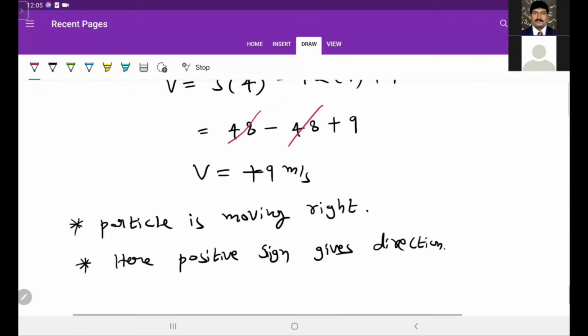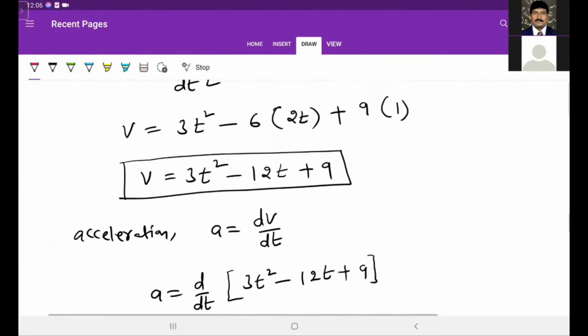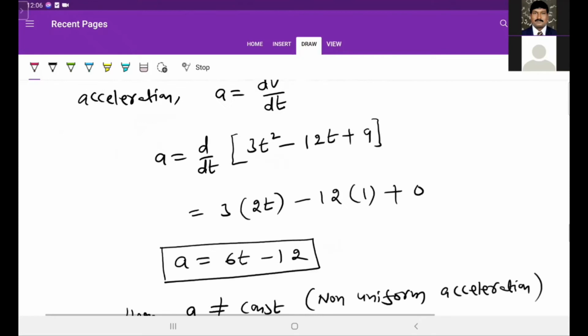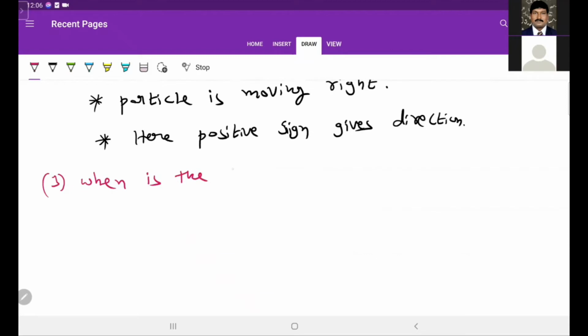Next, in the above question, when does the particle come to rest? If the particle is following this equation and the question is asked, when does the particle come to rest? So that is our next question, number 3.